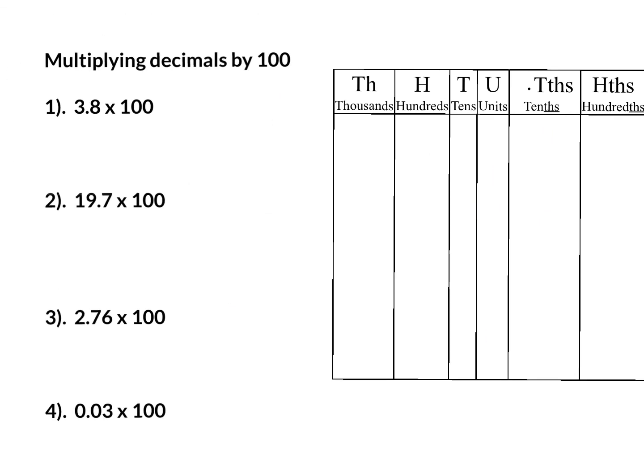Okay, if you want to pause the video now before I go through these questions, so you can have a go at these in your jotter. Okay, so 3.8 times 100 is going to be 380.